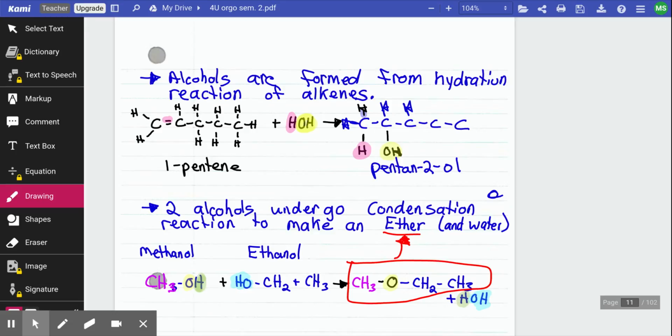So ether is our next organic family that we're going to talk about in our next lesson, which I think you're actually doing right away. But just to point out, our ether is a hydrocarbon chain with an oxygen and another hydrocarbon chain. Okay.